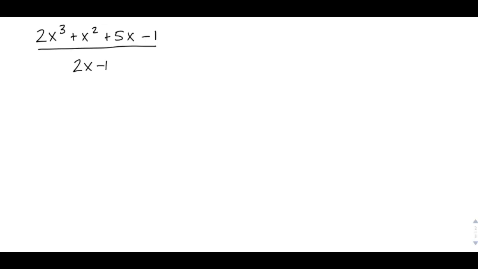But we could do a little bit of rewriting. Since I need that leading coefficient to be a 1 to be able to do synthetic division, I could do some rewriting to get it into this form. So if I were to factor out that leading coefficient of 2, since I need that to be gone.